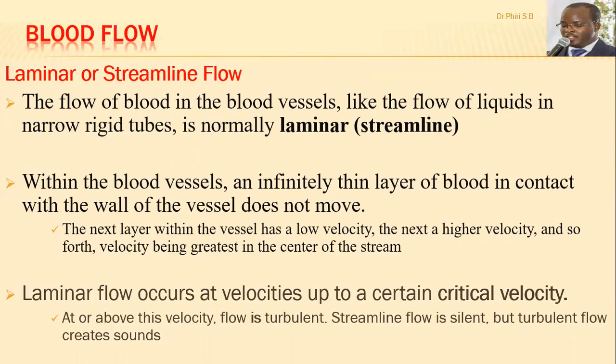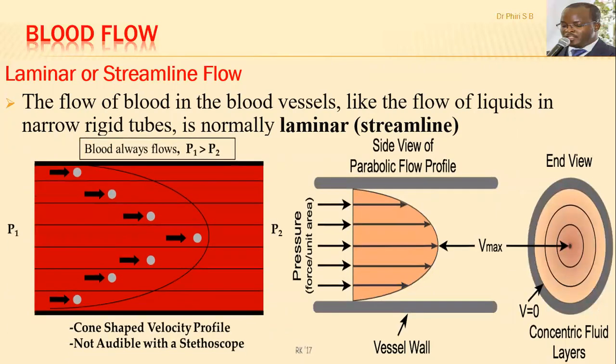Laminar flow occurs at velocities up to a certain critical velocity. When it reaches this critical velocity, the laminar flow will change and become more of a turbulent flow, and this turbulent flow will produce sounds. So at or above this velocity, the flow is turbulent. Streamline flow is silent, but turbulent flow creates sounds because it is a disorderly movement of blood, which results in the production of certain sounds.